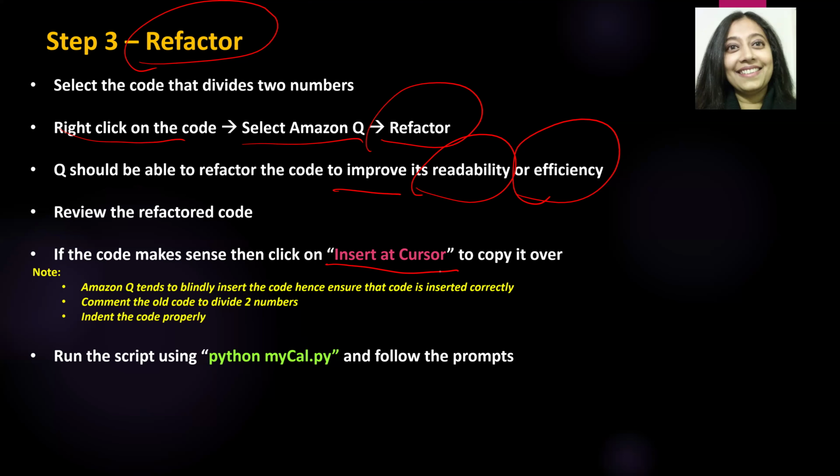One thing to keep in mind when you click on insert at cursor, Amazon Q will blindly insert the code wherever your cursor is. Hence, be careful when you click on insert at cursor. Ensure that your cursor is at a decent position and the code is inserted correctly. You need to comment the old code and ensure that the new code is indented properly. And finally, we will compile the code using the Python command.